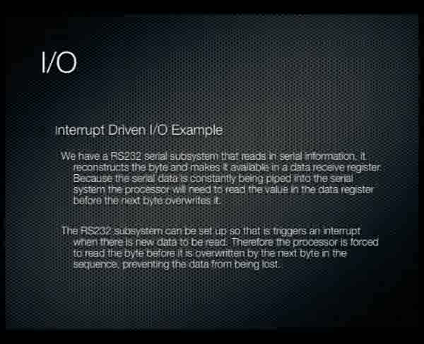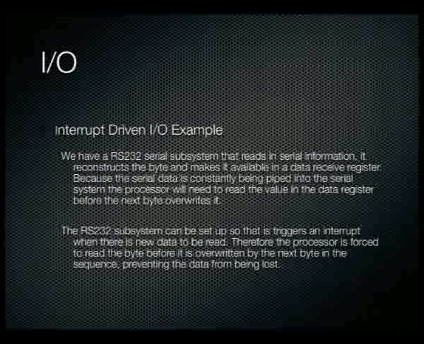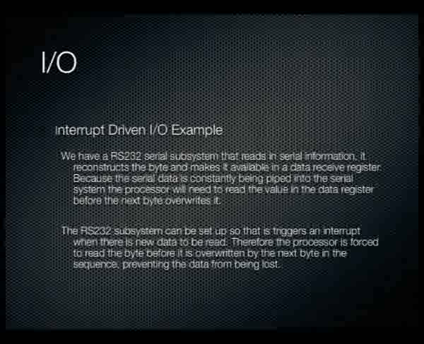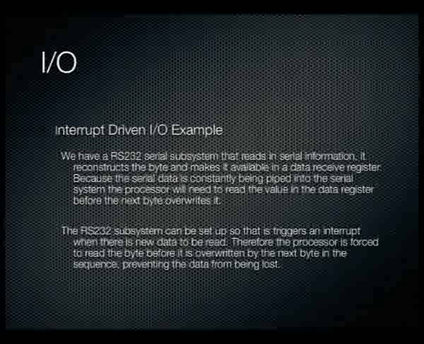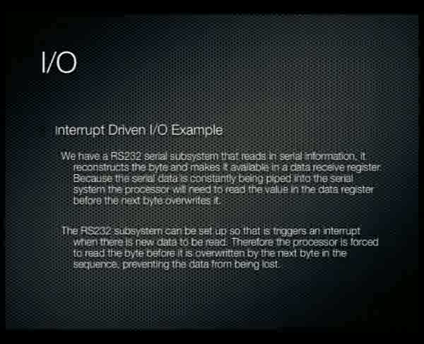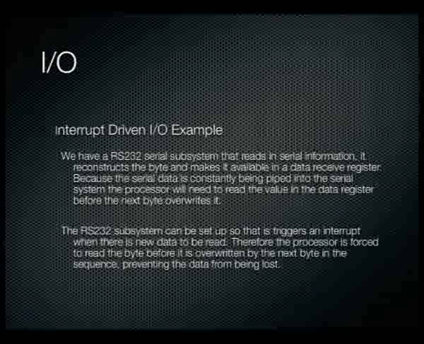Or we can simply do whatever we want to do, and then when there is data ready to be read, we can have the serial subsystem say, hey, I've just got an 8-bit chunk of data, I need you to do something with it quickly, you've got 8 clock cycles before I overwrite it. So that serial subsystem will then trigger an interrupt, saying, hey processor, stop what you're doing, I've got 8 bits of data, do something with it quickly.